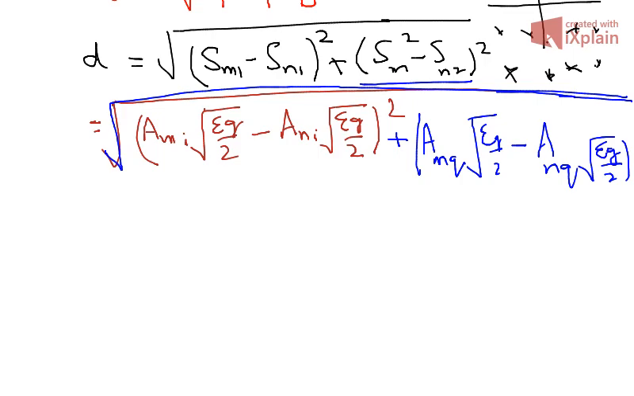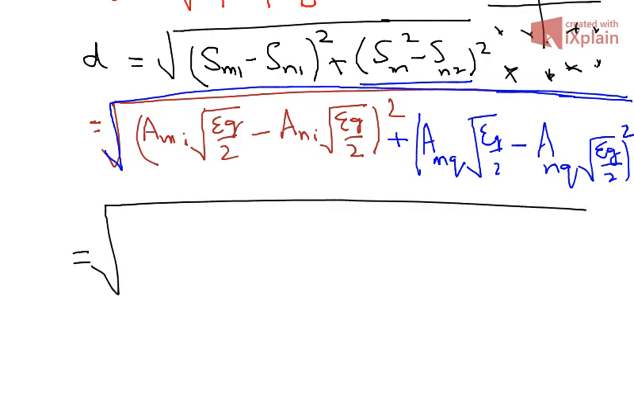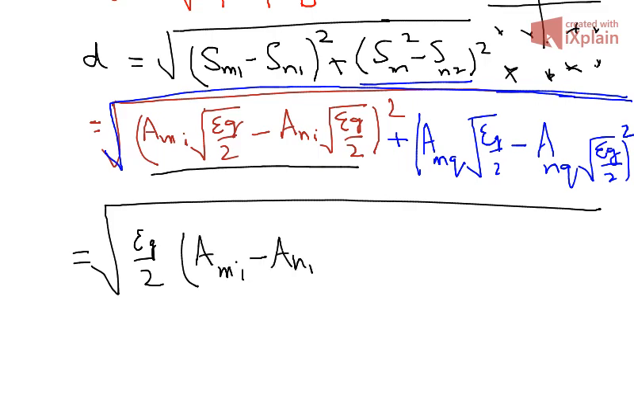Now we have to take the square as well. Now if you solve it, EG over 2, you can write it this way. From here, just try this one. You will have EG over 2 and then AMI minus ANI square. And from the second part, you will have again EG over 2.